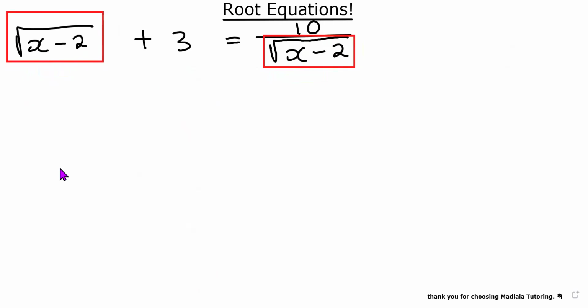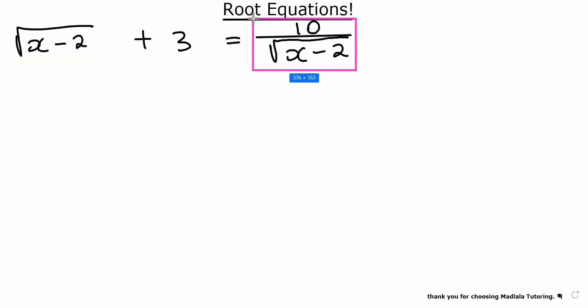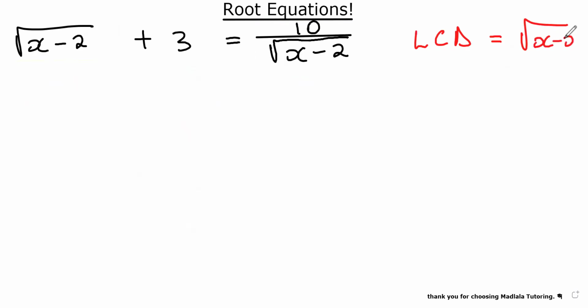But the most important thing is the fact that now we are dealing with an equation that involves fractions. And we really hate fractions. We don't really like working with fractions. So the best way to destroy this is by multiplying throughout with the LCD. And the question is, what is our LCD in this case? Well, it's the square root of x minus 2.